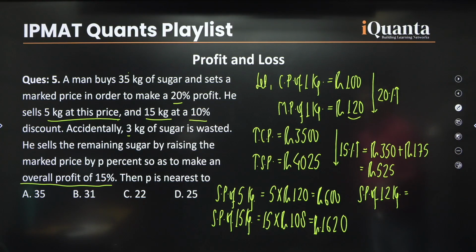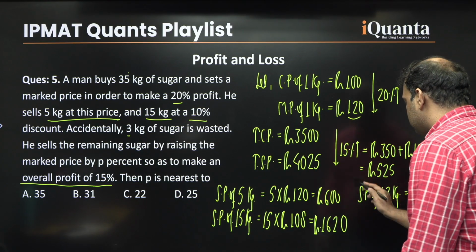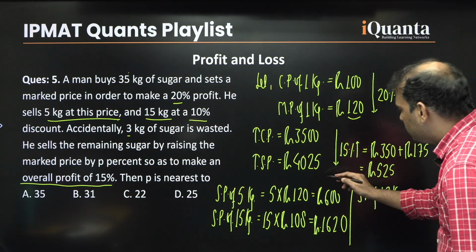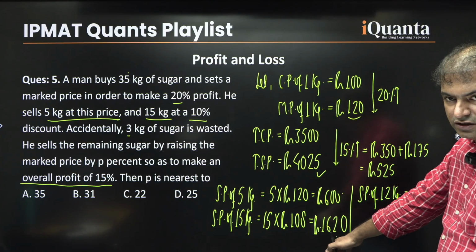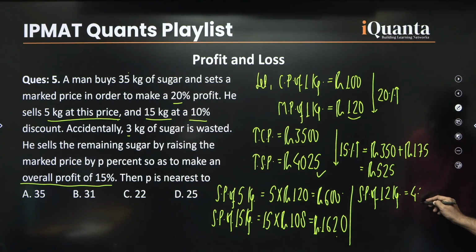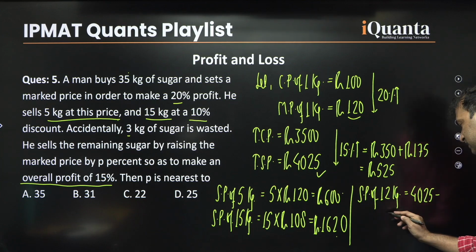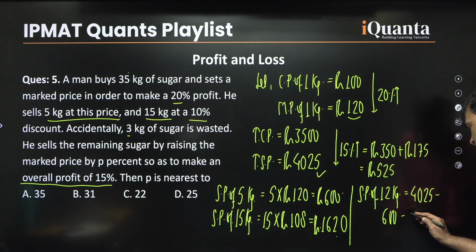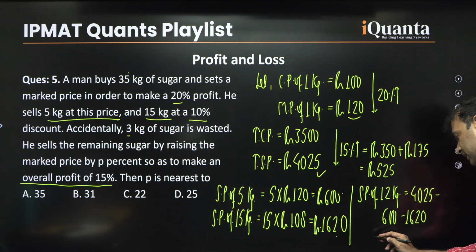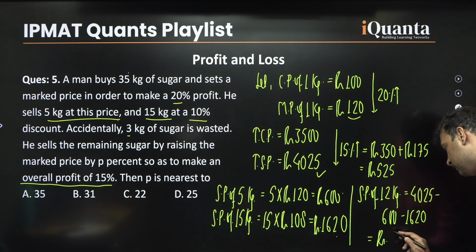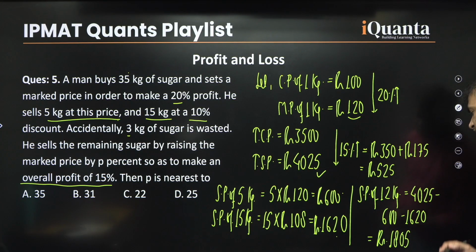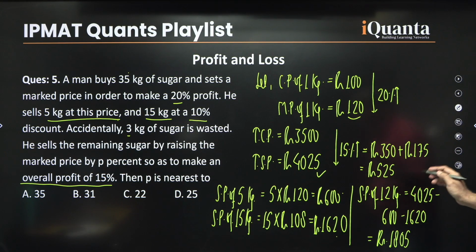Okay, guys. Now what next? The selling price of the last 12 kg is the total selling price minus the selling price of these two. So it should be 4025 minus this 600 minus this 1620, right? So how much should it be? 25 minus 20 is only 05. Then 2200 subtracted from this should be 1800. So it must be 1805 only. So the selling price of 12 kg is coming 1805.